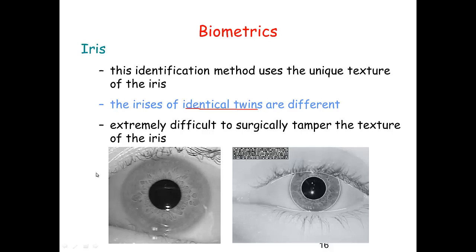Another biometrics is iris. This identification method uses the unique texture of the iris. For example, for identical twins, you cannot identify them using DNA, but we can identify them using iris. Another benefit is that iris is difficult to surgically tamper. You cannot make the texture of the iris.